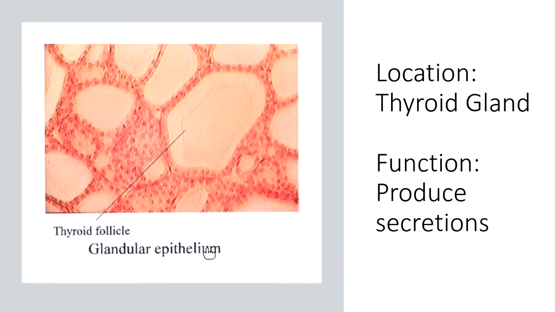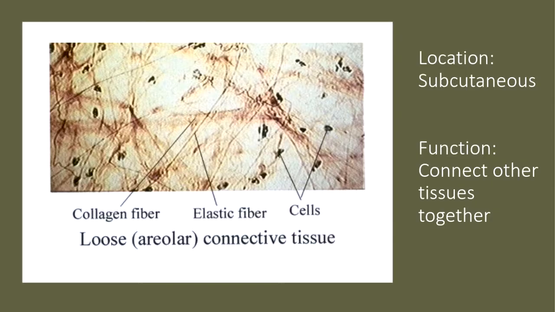Sometimes you have to label this thyroid follicle, sometimes not. Usually that's not something that I list on a test. This is located in the thyroid gland, and that's what gives away that that's a thyroid follicle. And here it's going to produce secretion, specifically produce hormone that's in the thyroid gland. That's it for our epithelium.